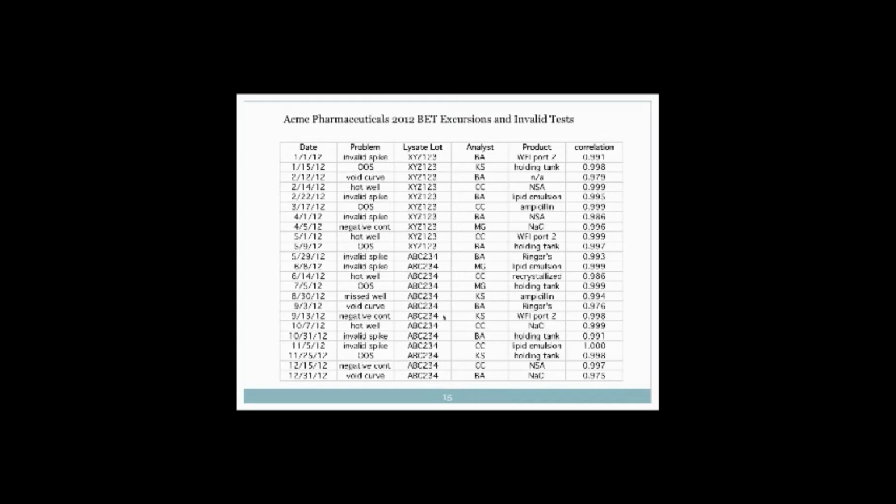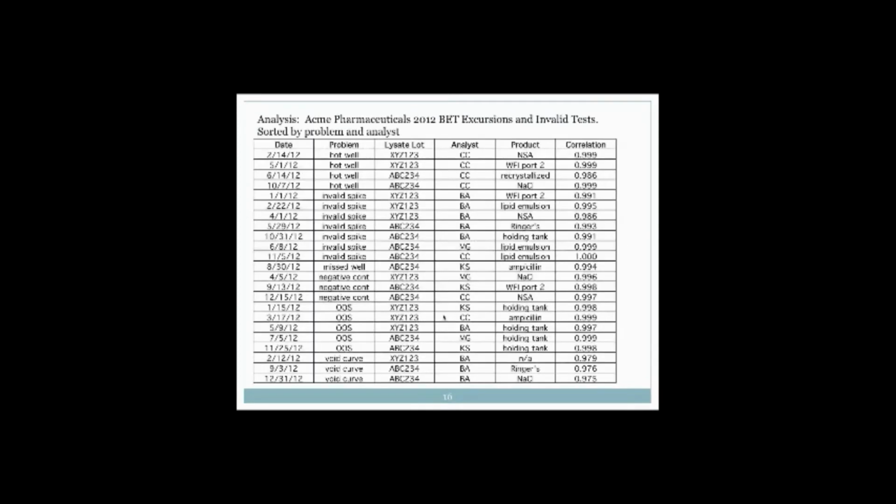We've got a different list of products that were tested, and then we have correlation coefficients. And if I'm the laboratory manager, I'm looking at this and I'm saying, oh, well, we had a few problems here or there. But if I take that same information and I start to sort it, and this is what happens when you get information, regulatory authorities are going to expect that you're going to do something with it. So if I sort it by the problem, hot wells, invalid spikes, negative controls, OOSs, and I look across, I say every hot well problem was done by Analyst CC.